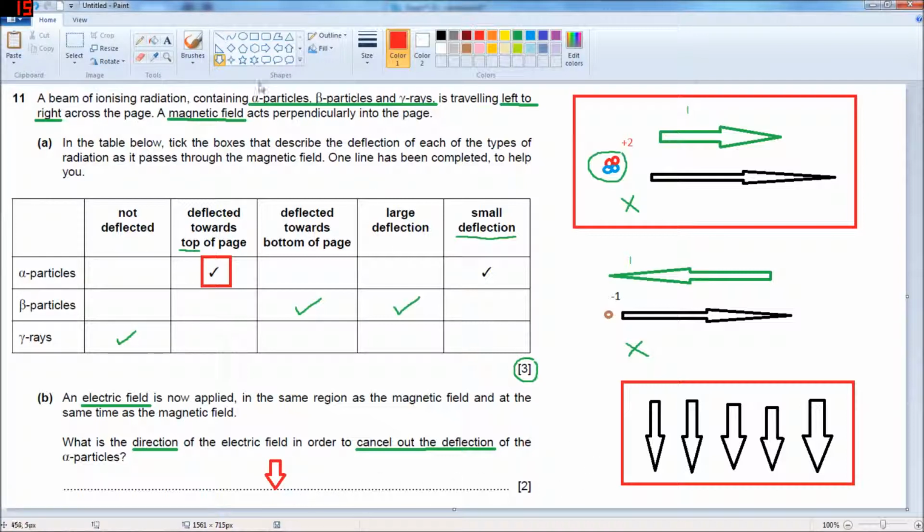Hopefully that's all clear. That's a full 5 marks for both of those questions.